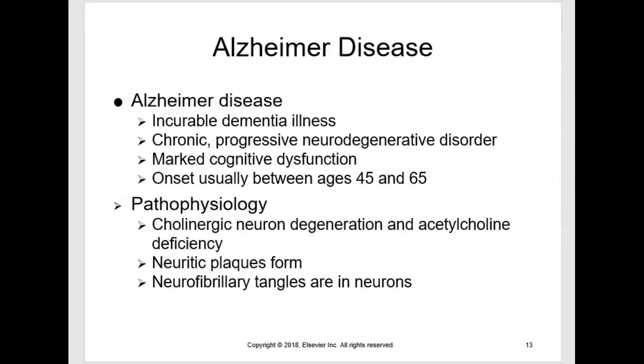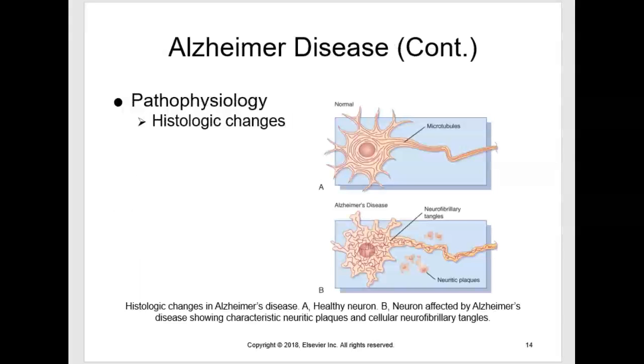Many physiologic changes contribute to Alzheimer's disease and include cholinergic neuron degeneration and acetylcholine deficiency. So whereas Parkinson's is a deficiency of dopamine, Alzheimer's is a disease that has a deficiency of acetylcholine. Neuritic plaques and neurofibrillary tangles are associated with Alzheimer's disease.